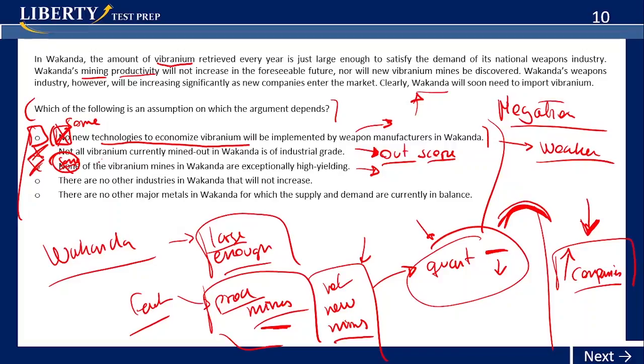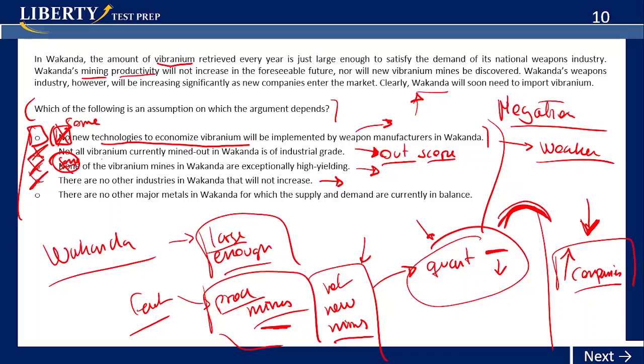Okay? Now, letter D. There are no other industries in Wakanda that will not increase. Why would it matter though? Because first of all, we don't have information whether those industries will require vibranium or not. It could be the food industry, and the food industry doesn't really require vibranium, right? And here we're not talking about any other industries. We're only talking about these companies that manufacture weapons. So that's not good.